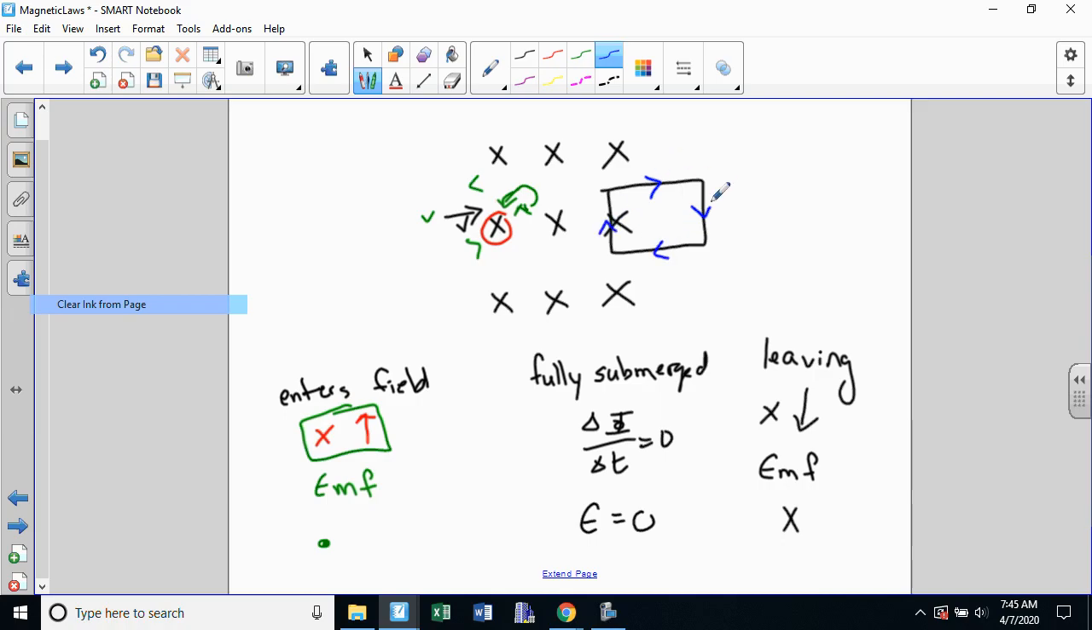Again, use the modified right-hand rule just to verify. Put your thumb in the direction of the current. Curl your fingers around like you're grabbing that wire. Notice that your fingers will curl into the page inside of the closed loop. So we will have a clockwise current to try to generate magnetic field lines into the page. So entering the field, we go counterclockwise with the current. In the field, we have no current, and then leaving the field, our current is going to be clockwise.